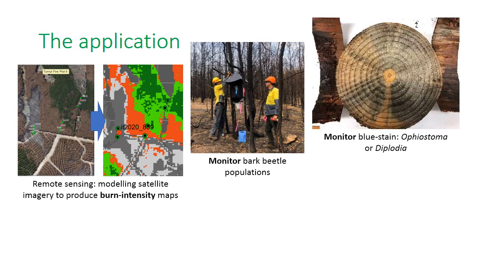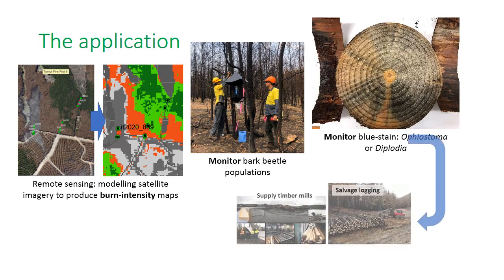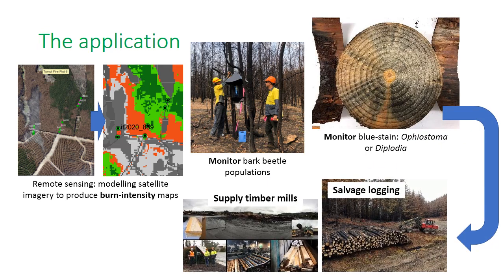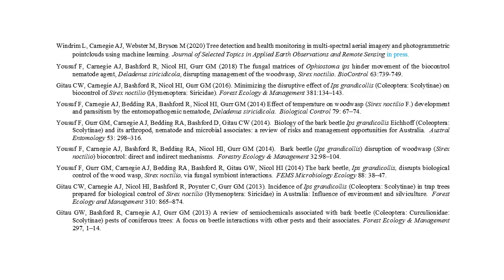Through that process, we're also felling and dissecting and assessing blue stain within the trees. And we're then building all that together to feed into the salvage logging program, where they should be doing some logging, where they can hold off doing some logging because the bark beetles haven't increased yet. And ultimately that feeds into supplying continued supply of the timber mills. And in this particular case, making sure that the town of Tumut stays viable.